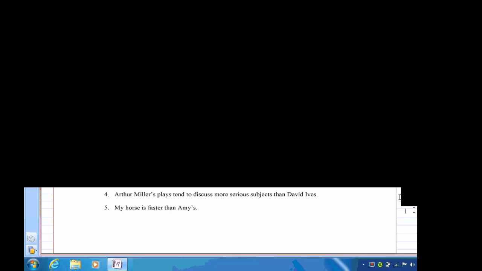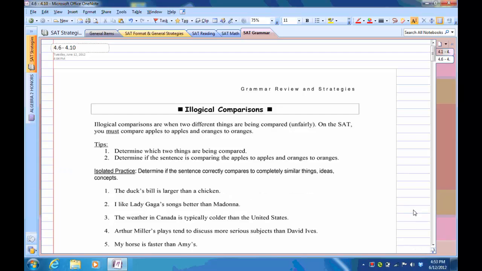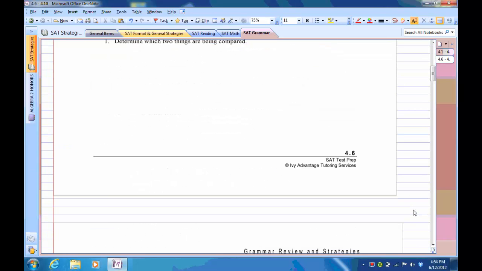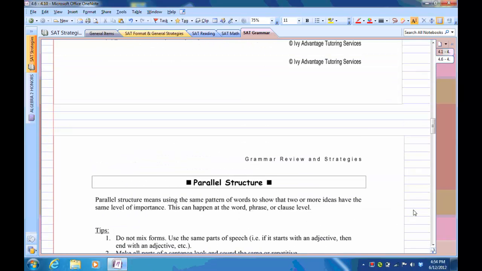Alright, we're now going to discuss grammar review from pages 4.6 to 4.10. Like before, we're only going to talk about two types of grammar rules: illogical comparisons, and then parallel structure.